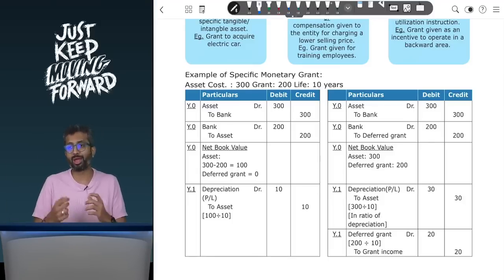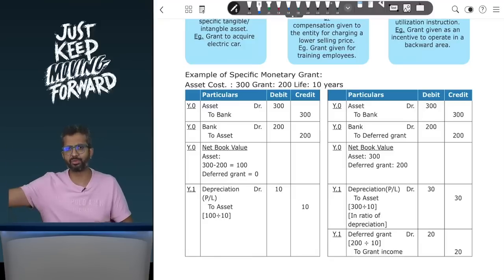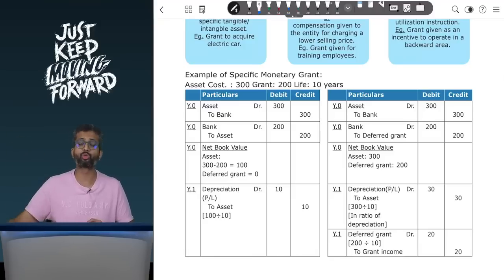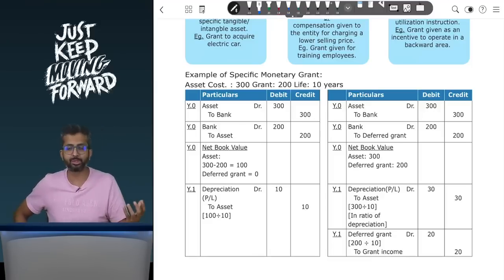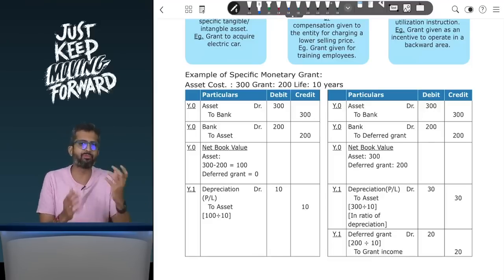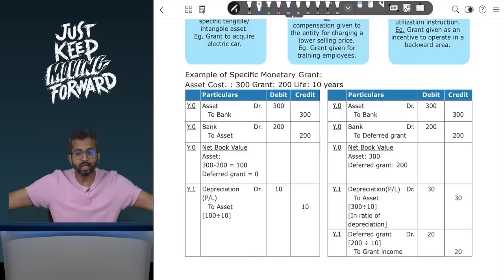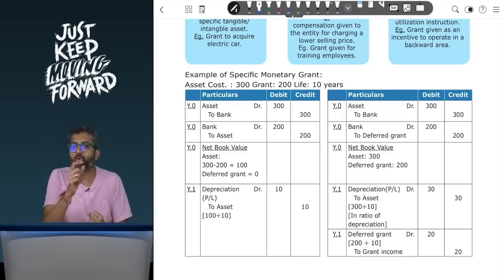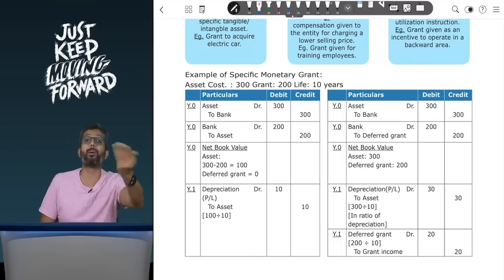However, sometimes what might happen is you might receive land, or you might receive a grant for land. Now the thing is, if you follow the method of showing the grant in the deferred grant account, then the balance in the deferred grant account is going to be deferred in the ratio of depreciation. However, land does not get depreciated, and hence in such a case, if you have a grant for a land worth 300, you get a 200 rupees grant, you decide to show the land at 300 and a deferred grant at 200, land will not be depreciated, and hence you will not be able to defer in the ratio of depreciation. In such a case, you will take the amount into the capital reserve.